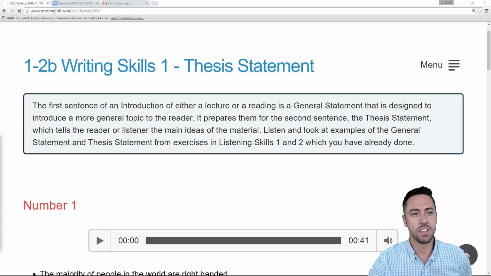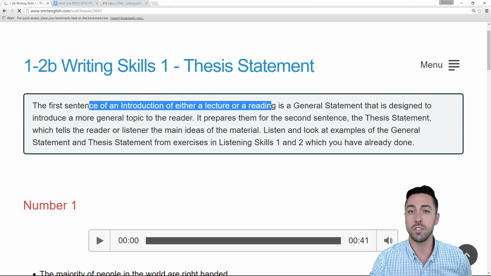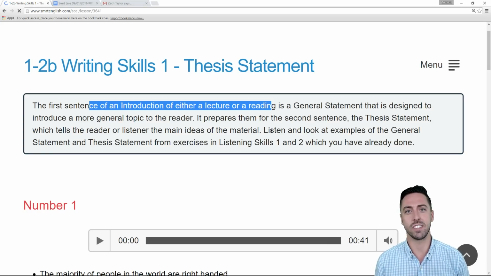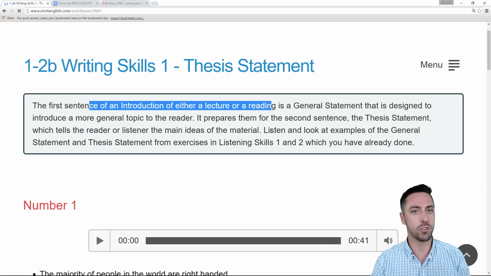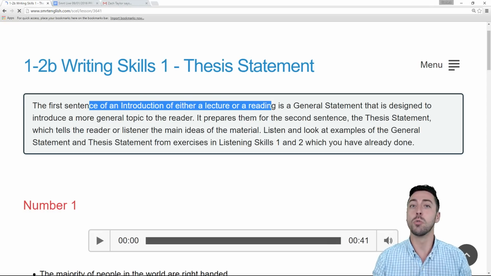So the first sentence, as you see in the lesson here, of an introduction of either a lecture or a reading, and a reading, of course, is something that someone wrote. Reading and writing are so interconnected, you cannot have one without the other. If you write something, generally you write it because you want someone to read it. Even if it's your journal or blog, you're going to read it later, so you are the audience.